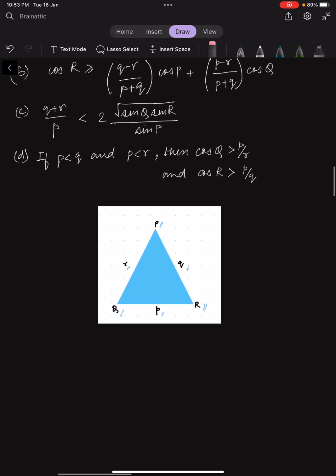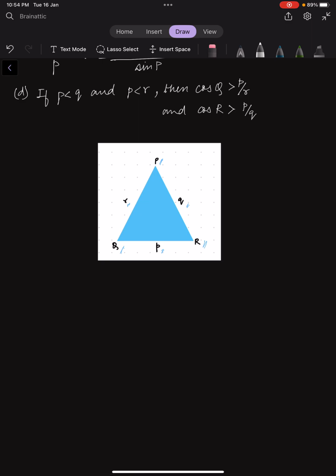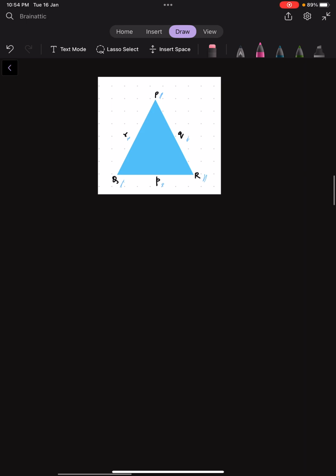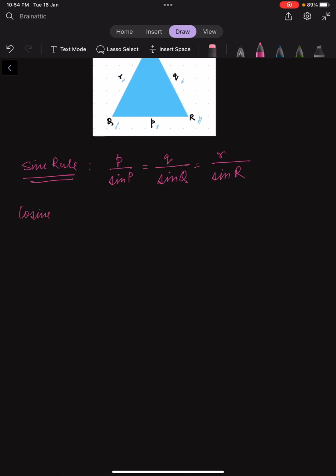I already have a diagram where I have identified the sides and the angle. Now we'll quickly write down all the important formulas which we'll be needing for solving this question. So first we have the sine rule. This is nothing but, in terms of the diagram we have, small p by sine capital P is equal to small q by sine capital Q is equal to small r by sine capital R. Again, the next formula which we'll be needing is the cosine formula.